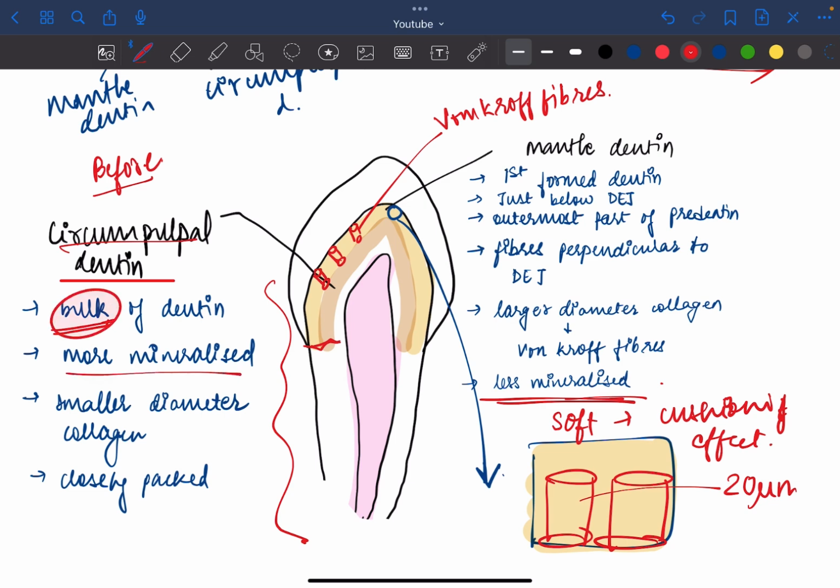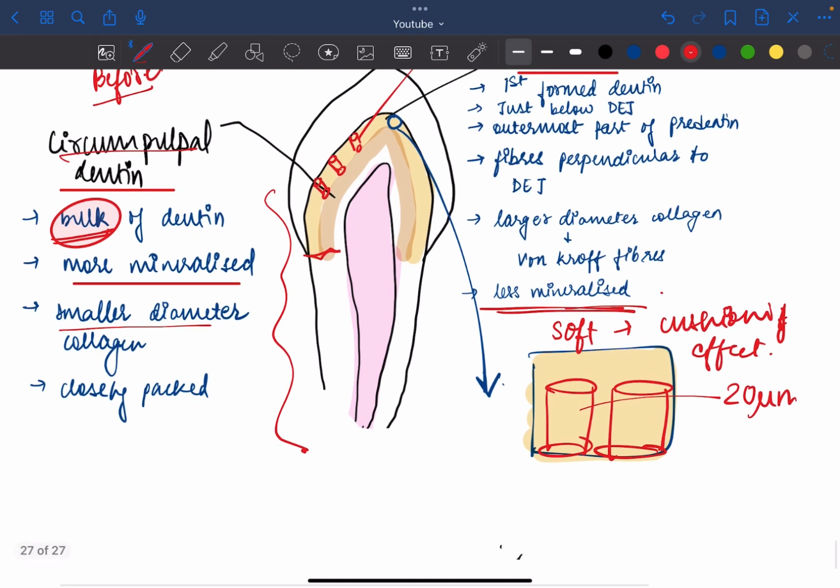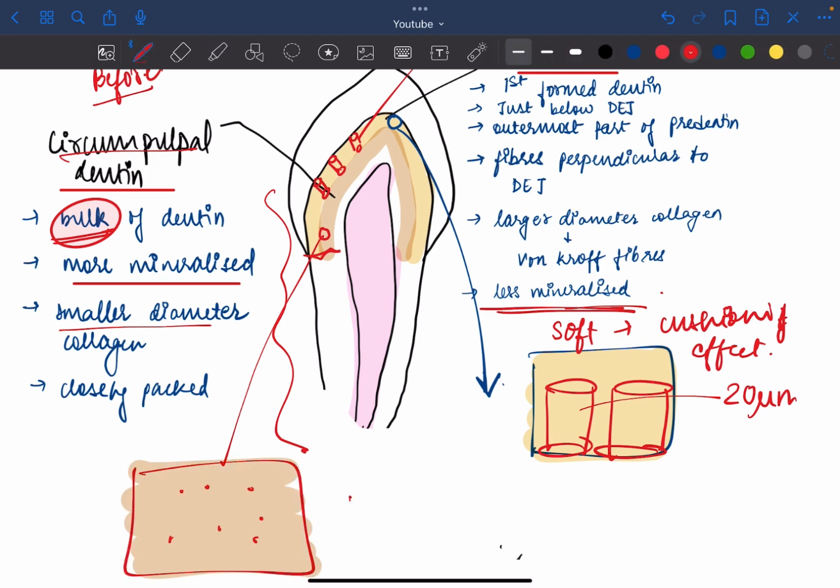It is more mineralized as compared to the mantle dentin and it has smaller diameter collagen bundles. So let's zoom this also. So this one is more mineralized and the collagen fibers are of smaller diameter and they are more closely packed. You can see these are more closely packed.